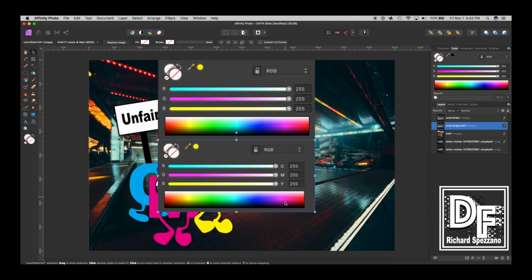Remember, C, M, Y, and K, which would be black, is what you use on a printer. But the opposite of red is cyan. The opposite of green is magenta, and the opposite of blue is yellow.